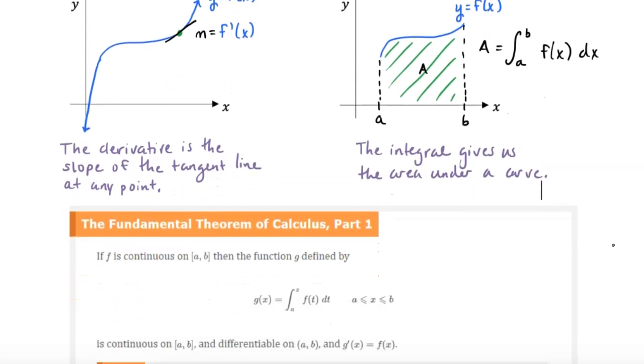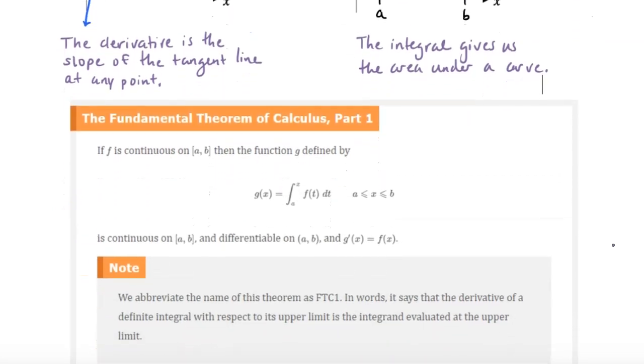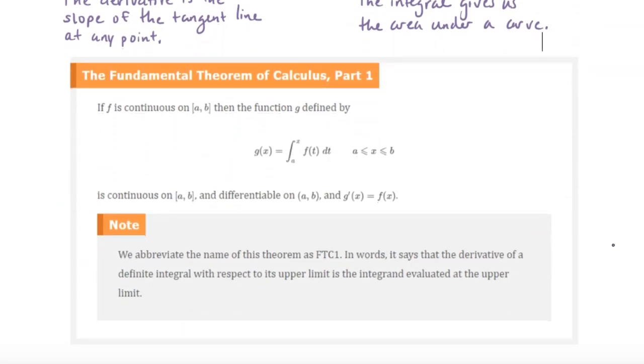So we've got two parts to this. Part 1 tells us that if f, so this is our function, is continuous on the closed interval from a to b, then the function g, defined by g of x is equal to the integral from a to x of f of t dt as x goes from a to b, is continuous on the closed interval a to b, and is differentiable on that open interval a to b.